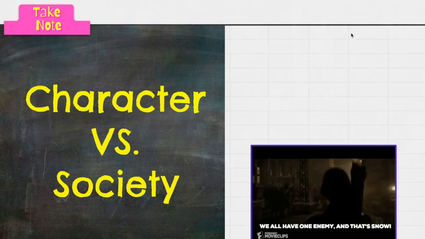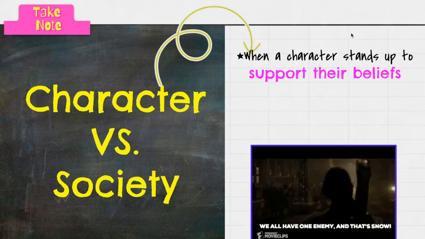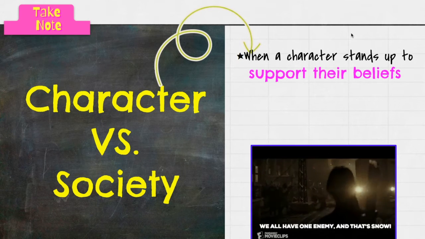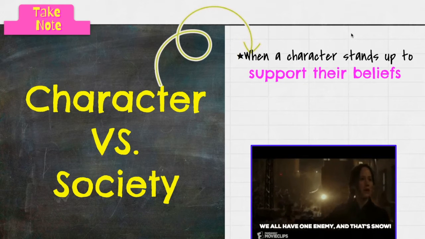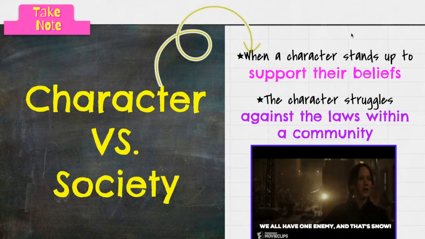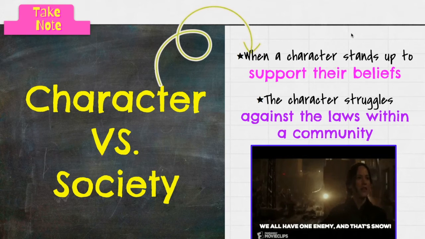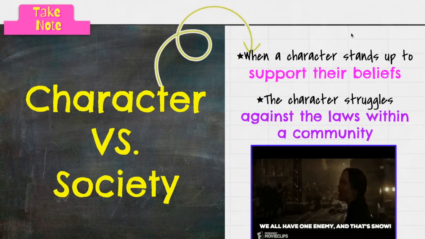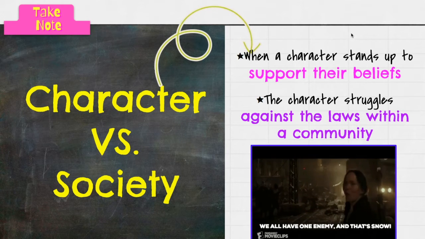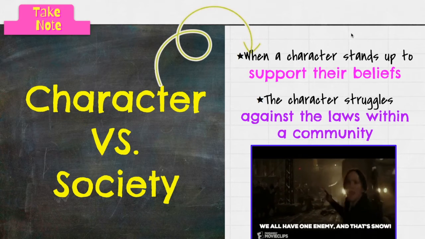All right, next we have character versus society. And that's when a character stands up to support their beliefs. And their beliefs are typically not what everybody around them believes or what society tells you to believe. And the character struggles against the laws of the community. And a great example is Katniss in the Hunger Games. If you've seen the movies or read the books, you know that she is going against the Capitol and President Snow, and she doesn't believe in their way of governing. So she is struggling against that. So that is character versus society.